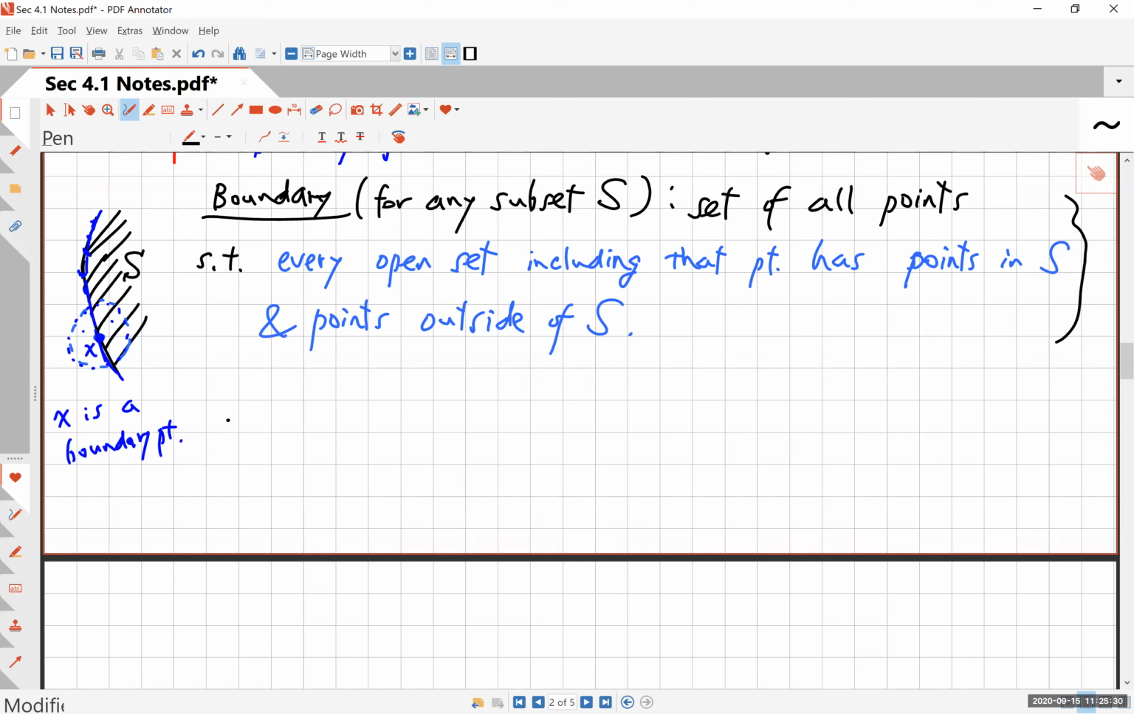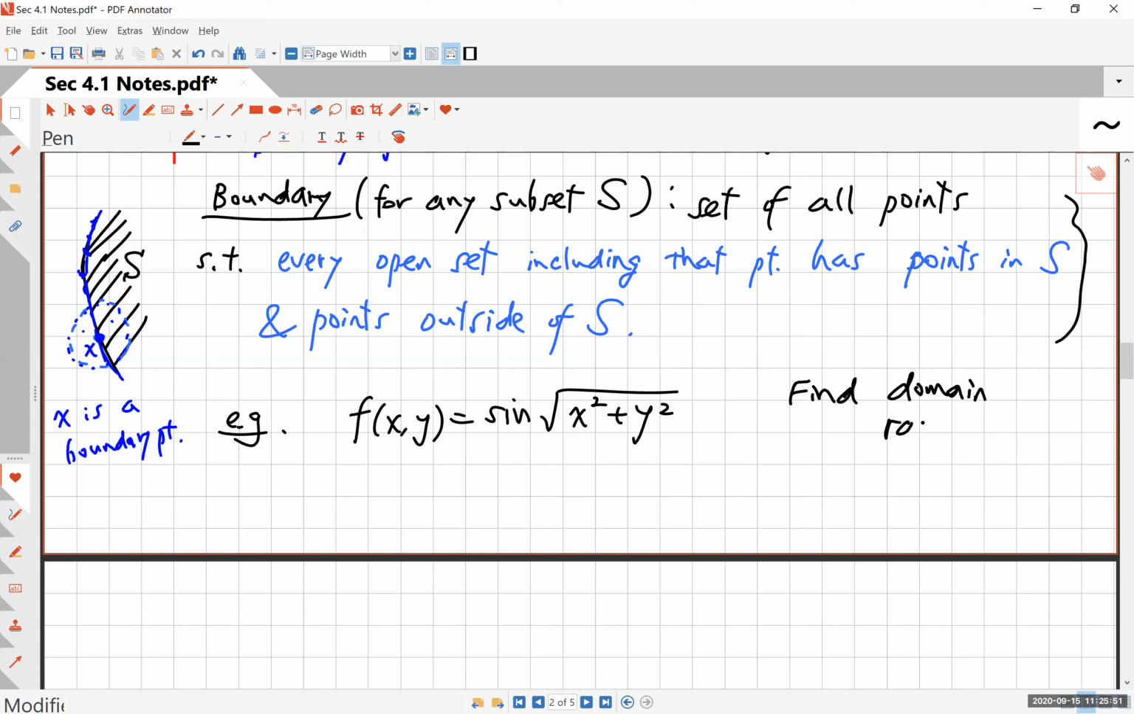All right, let me give you another example of a multivariable function. Let's say f of (x, y) is equal to sine of the square root of x squared plus y squared, right? Find the domain and the range. And see if this makes sense.